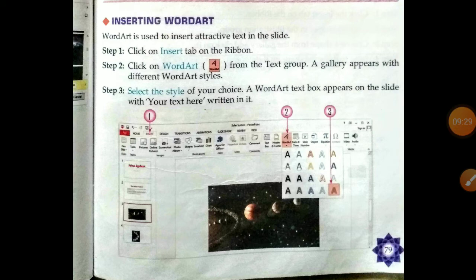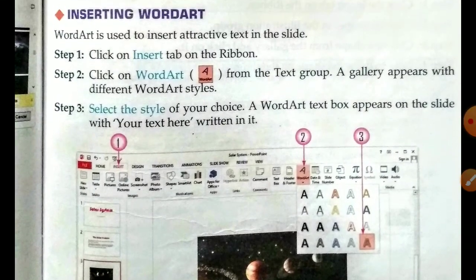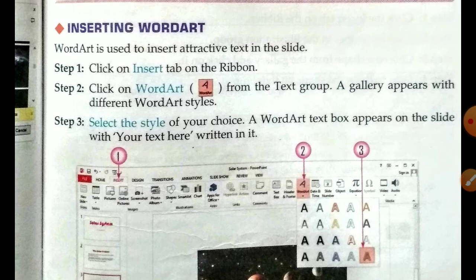Next is inserting word art. Word art is used to insert attractive text or heading in the slide. How? Click on the Insert tab on the ribbon, then click on word art. From the text group, a gallery appears with the different word art styles. Then select the style of your choice. A word art text box appears on the slide with your text written in it.